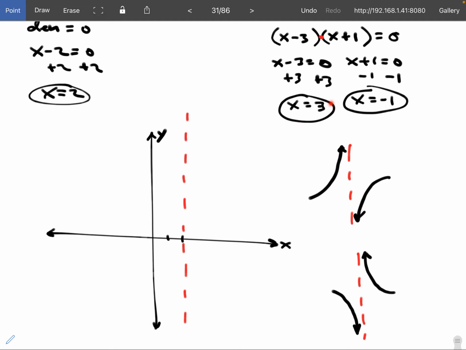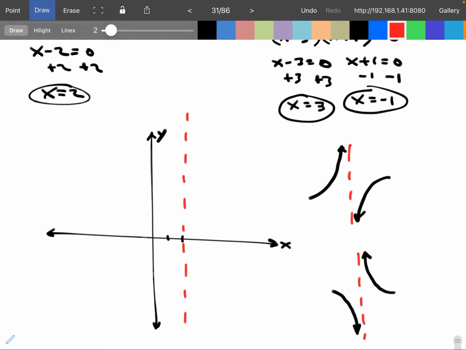And from over here, I know that my graph crosses the x-axis at x equals 3 and x equals -1. You guys bear with me. This is the last example. So at x equals 3, my graph crosses the x-axis, and at x equals -1. So I know that this point right here and this point right here are on my graph, okay?